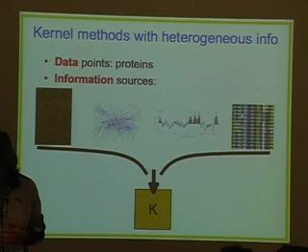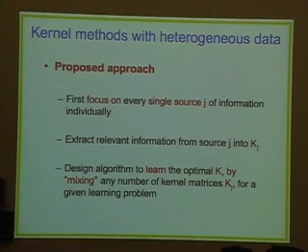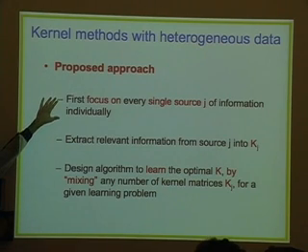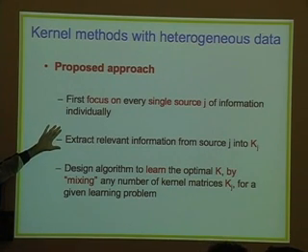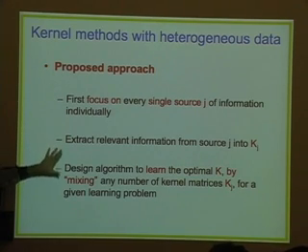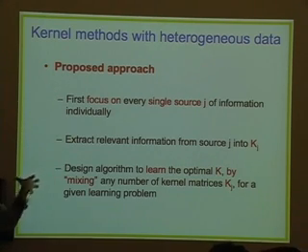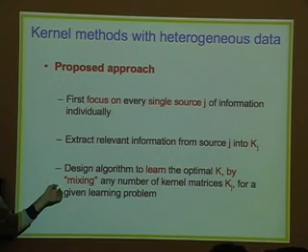So the approach that I'm proposing to do that is basically a modular approach. So basically, we first want to focus on every single source of information individually and extract the relevant information for that source into one kernel matrix. Once I've done that, I want to design an algorithm that can merge all these matrices in an intelligent way. Basically, given the learning problem, try to find the optimal mix of these kernel matrices.